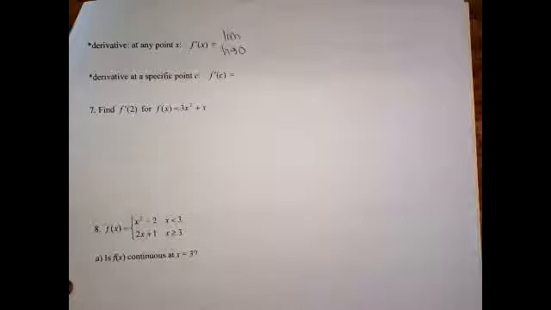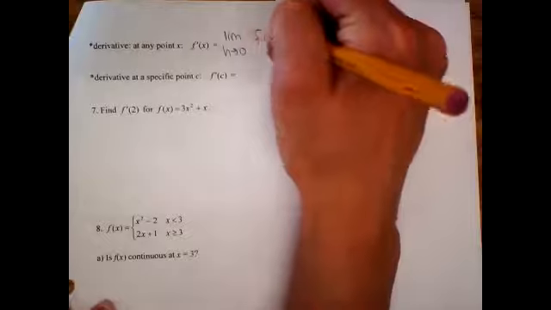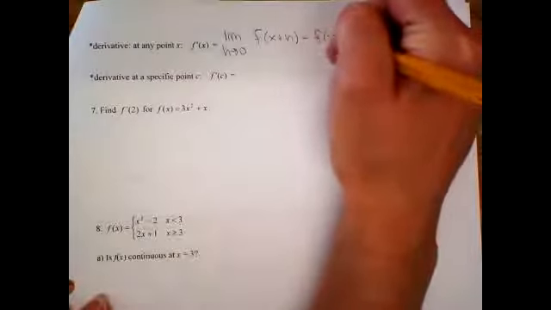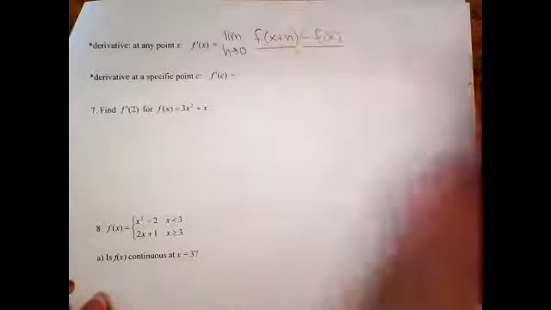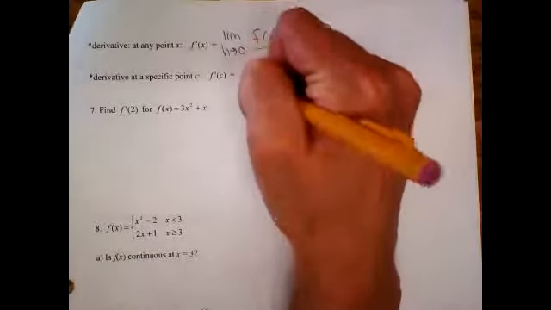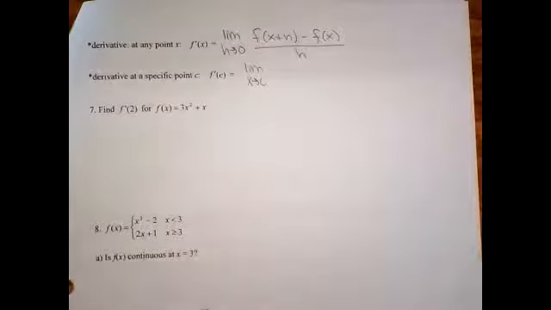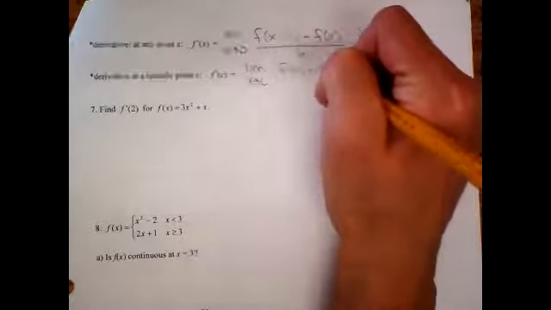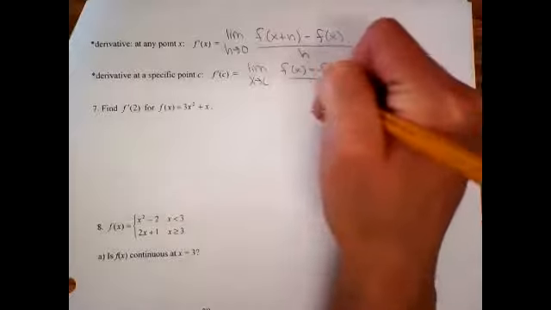The derivative at any point, like where you just get a formula with an x in it: limit as h goes to 0, f of x plus h minus f of x all over h. That's good if you want the derivative at lots of different values, like you want to plug in 1, plug in 2, plug in 3. You have a formula for it. If you just want the derivative at one specific point, you can kind of bypass that. It's the limit as x goes to c, c being that value that you want the derivative at, f of x minus f of c over x minus c.